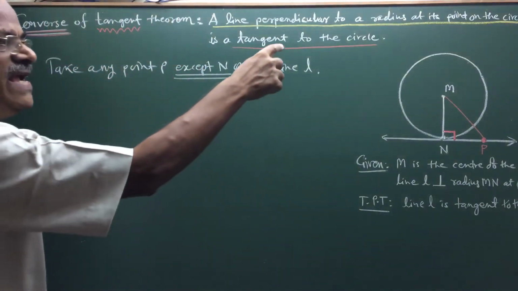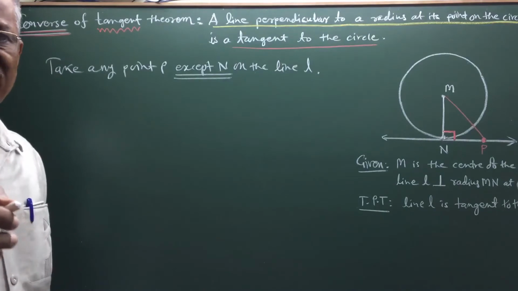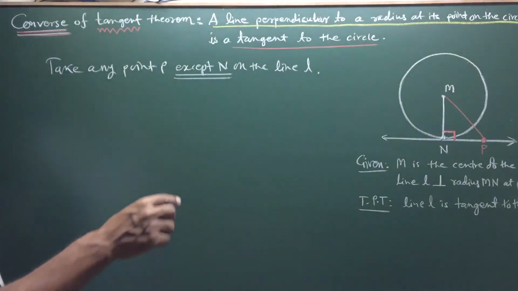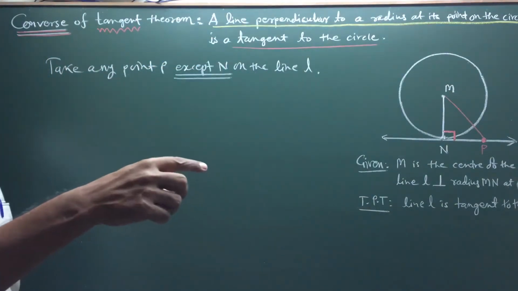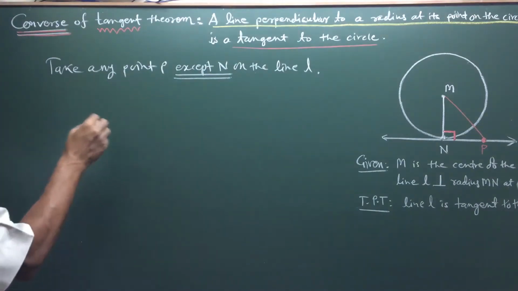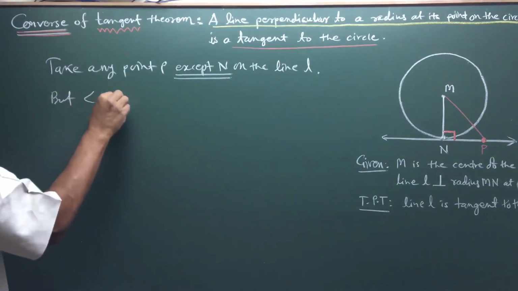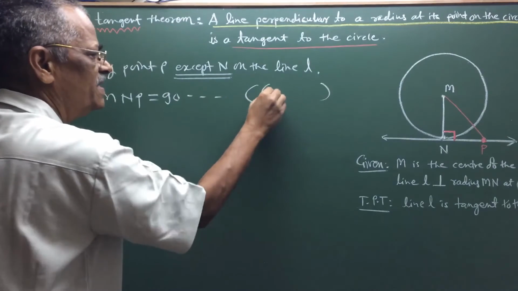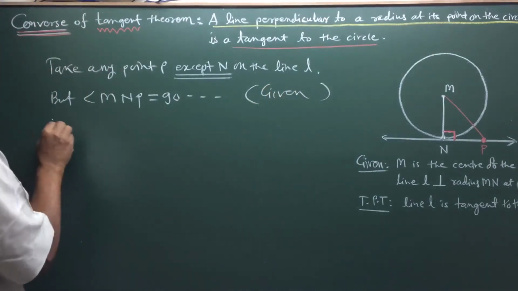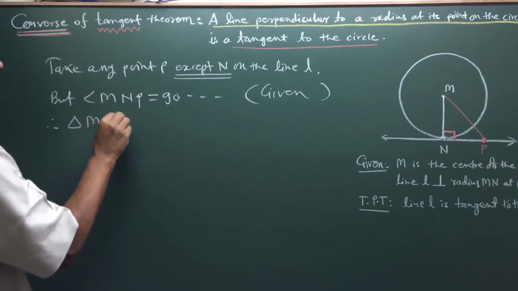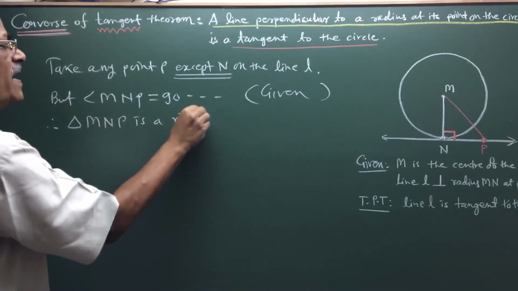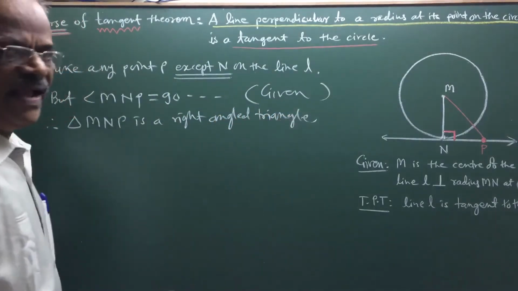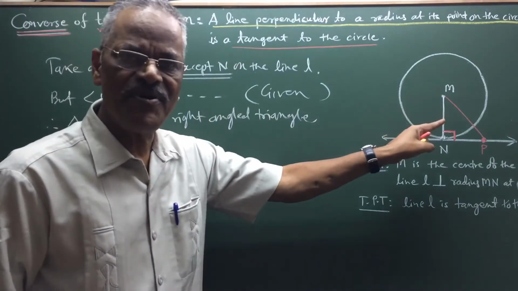And we know that angle MNP is 90. It is given, MNP is 90. So you are getting triangle MNP, a right angle triangle. So you can write that angle MNP is equal to 90. This is given. Therefore, triangle MNP is a right angle triangle, and MP is the hypotenuse.